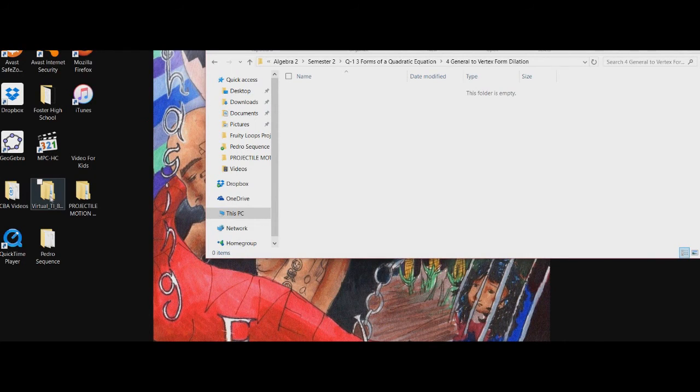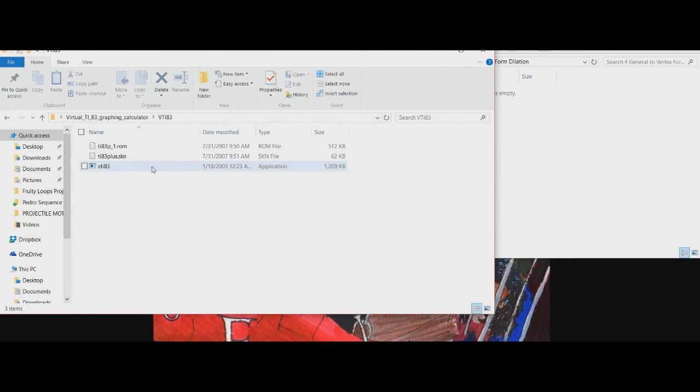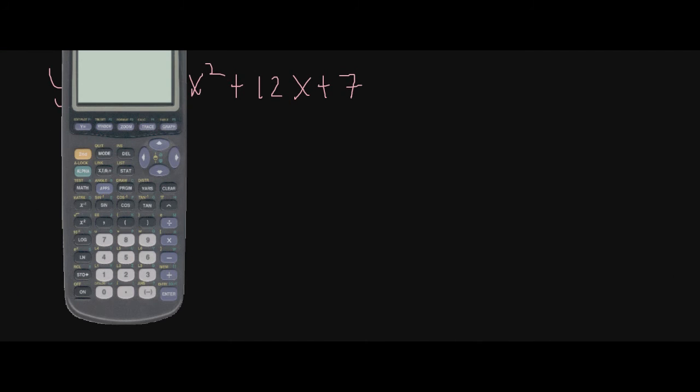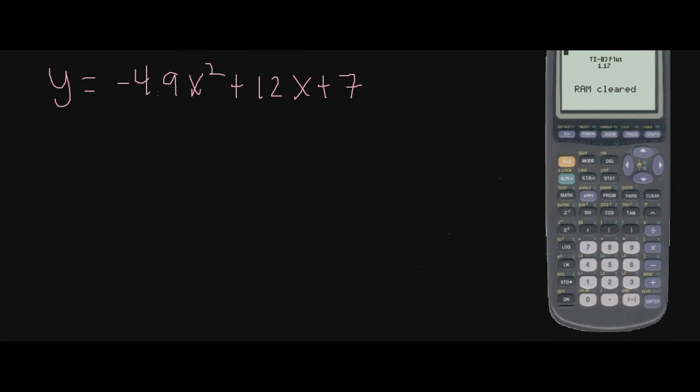Let's say y is equal to, I don't know, let's do something like negative 4.9x squared plus 12x plus 7, right? Something that's not going to be very nice, all right? So here, this one's going to be a little tough because we're going to have to be working with decimals. So because that's the case, I'll go ahead and open up my graphing calculator because we're going to have to work probably with decimal numbers. So I'll keep that here just in case.